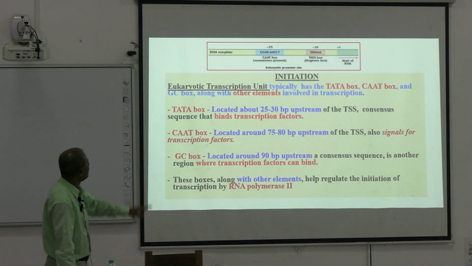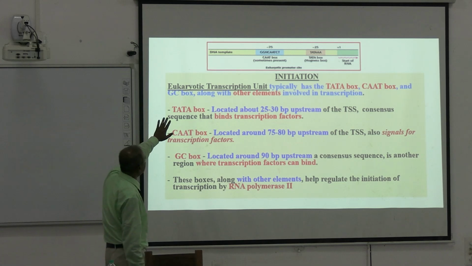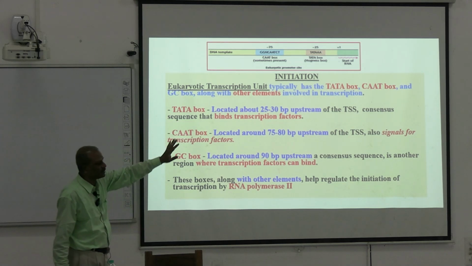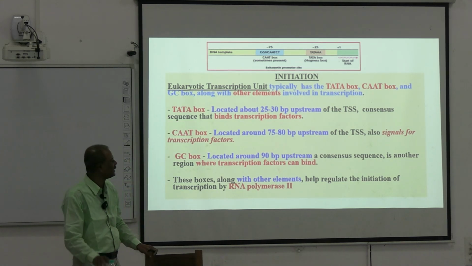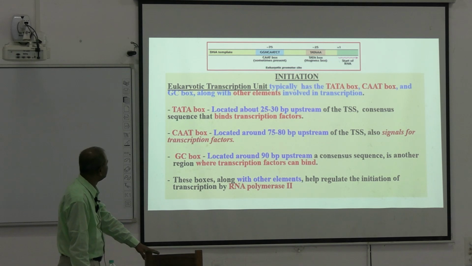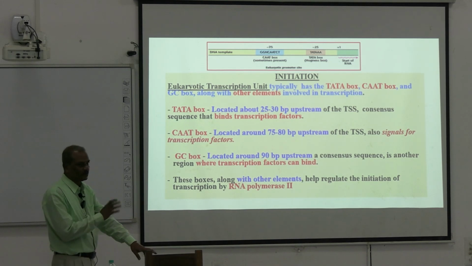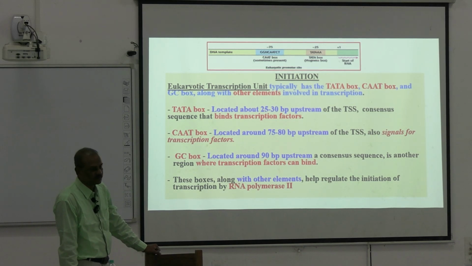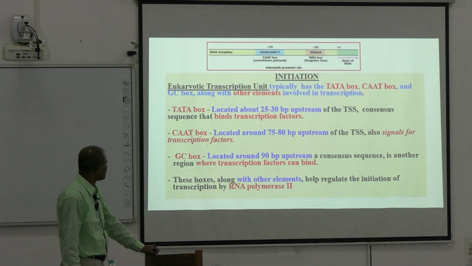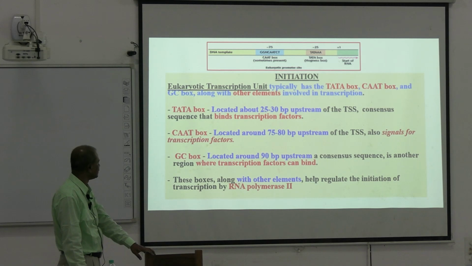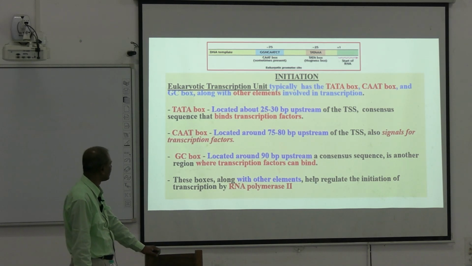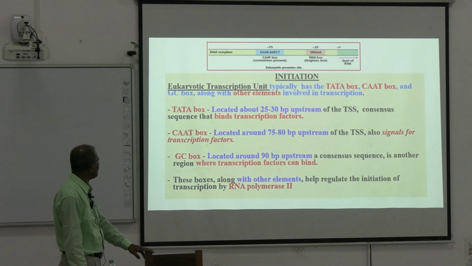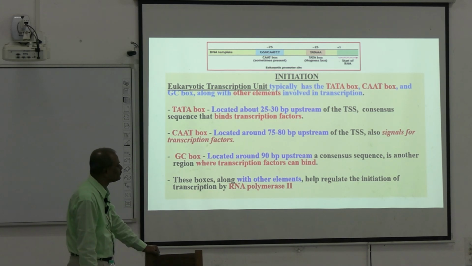So initiation, now you see that part. The transcription unit has the promoter region, that is TATA box, CAAT box, GC box and other elements. TATA box is located 25 to 35 base pairs upstream, GC box is minus 90, minus 75, and CAAT box is 75 base pairs upstream, and they help in the regulation of RNA polymerase 2.